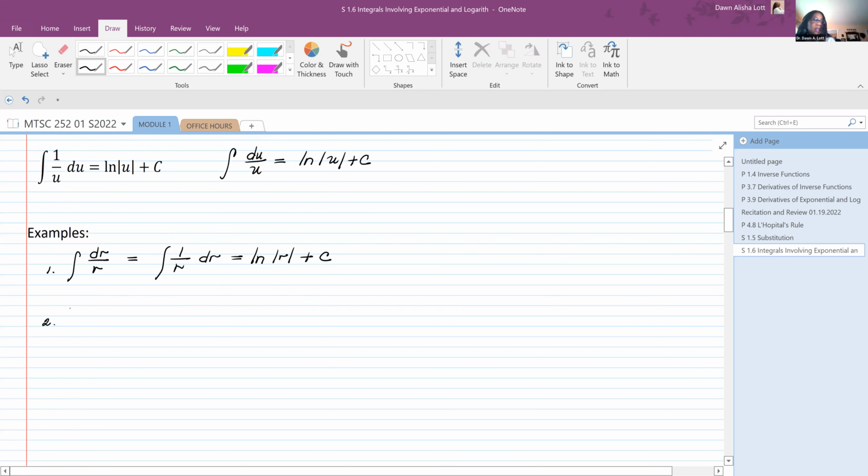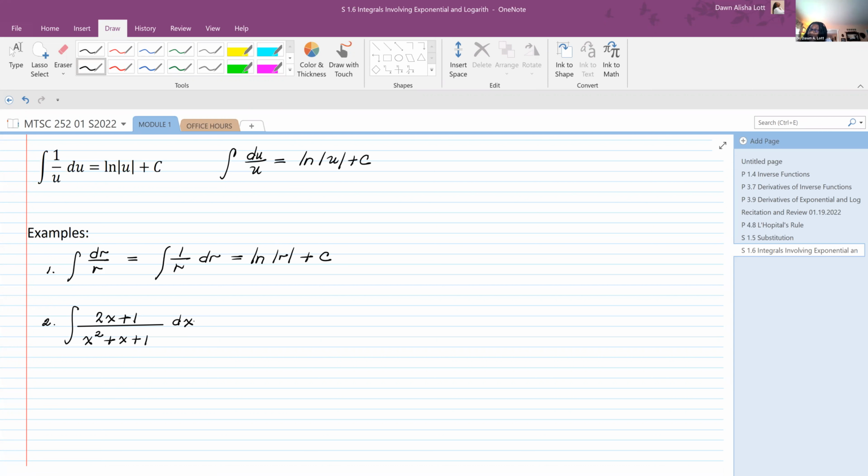Okay, so the reason why we did that is, let's look at a real problem here. This problem is the integral of, in the numerator, 2x plus 1, and in the denominator, x squared plus x plus 1, dx. Okay, so this is a problem where I can't just do it with the basic x.